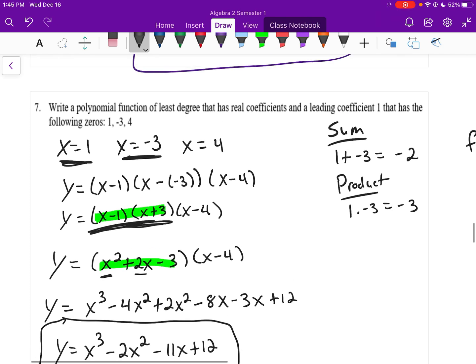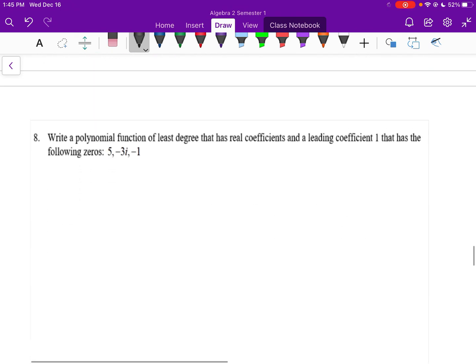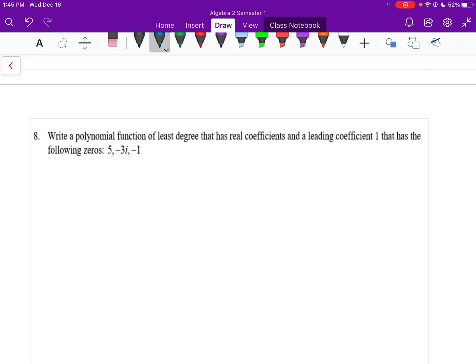Okay, so when you get problems like this, when all the roots are zeros or all the roots are real, it's not too bad. Now, let's do another one where we get imaginary roots. Okay, so we want the real coefficients, leading coefficient of 1 with the following zeros. So we got x is equal to 5, and I'm going to put together my real ones. So 5 and negative 1. Then I have the negative 3i.